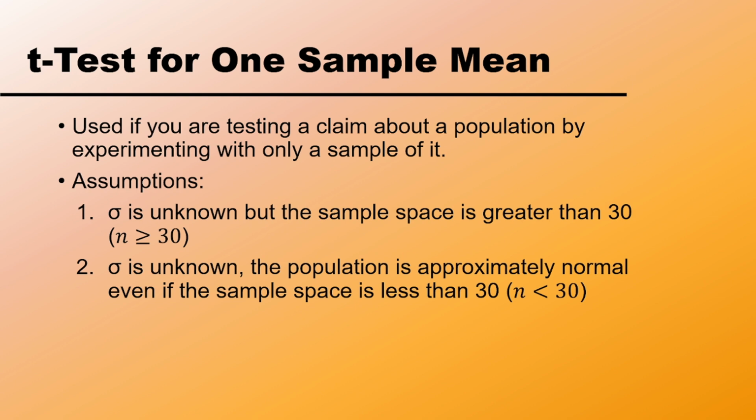If the population standard deviation is unknown, pwede din natin gamitin ang t-test statistic kung meron assumption doon sa problem na yung population natin is approximately normal, kahit pa yung sample size natin is less than 30. So ito yung dalawang kailangang ma-meet. Either of the two can be met para masabi natin that the t-test for one sample mean is applicable sa problem.